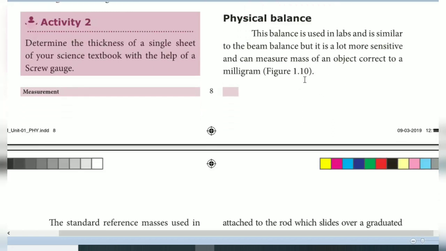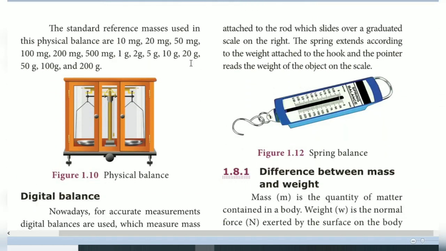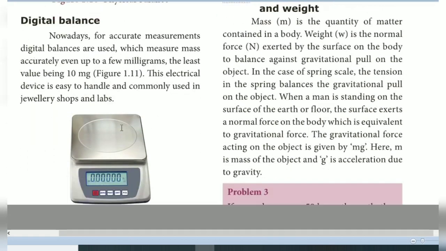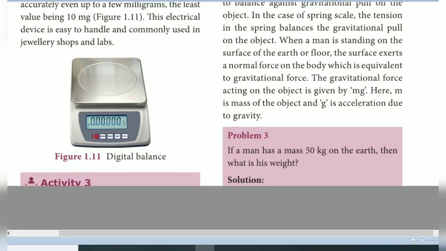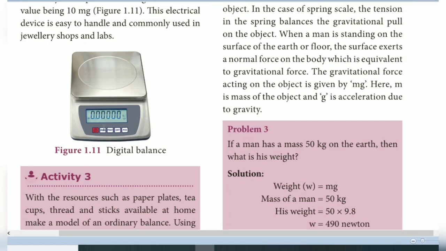Then the physical balance. The physical balance is commonly used in labs. By using the physical balance, we can measure mass accurately up to 10 milligram. Look at this picture. This is the physical balance. Then the digital balance. For accurate measurements, digital balances are used. Look at this picture. This is a digital balance. By using the digital balance also, we can measure mass accurately up to 10 milligram.